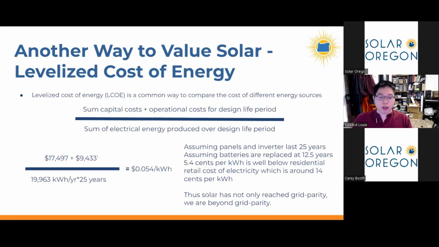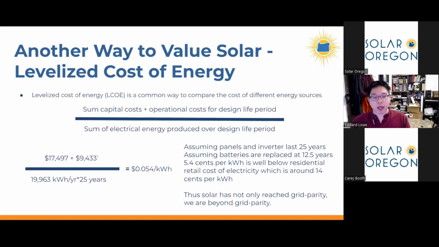The batteries are warranted for 7,000 cycles, which works out, if you cycle it once a year, to about 19 years. But let's be conservative and say that you have to replace them at the midway point of the 25-year warranty of the panels. Throwing that in there as a cost, you're still well below the 14 cents per kilowatt hour that the electric company charges you for energy as a residential consumer. So with this kind of calculation, we are well into or beyond grid parity.